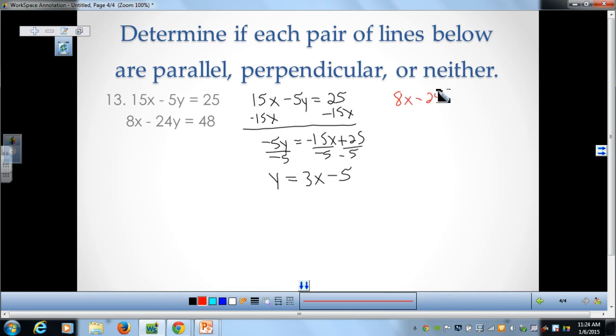So once again, the first thing I'm going to do is move our x term to the right-hand side by subtracting 8x. So let's bring everything down.